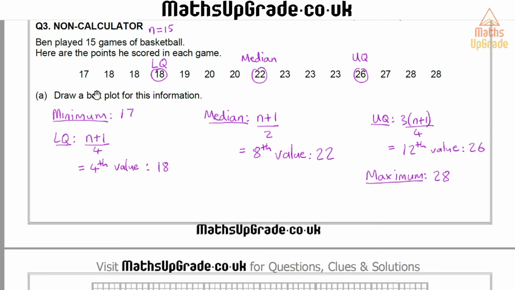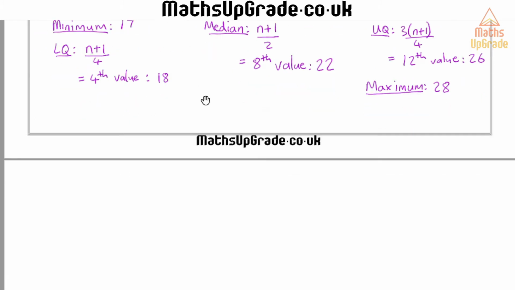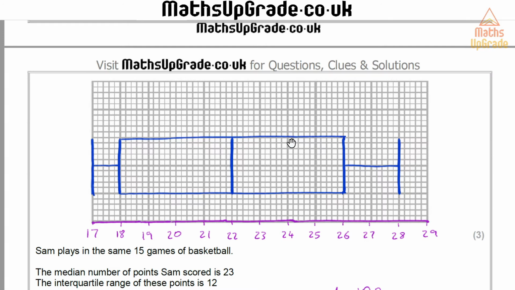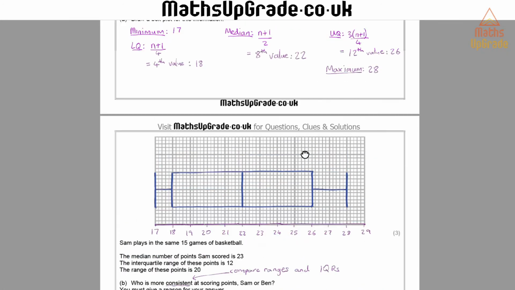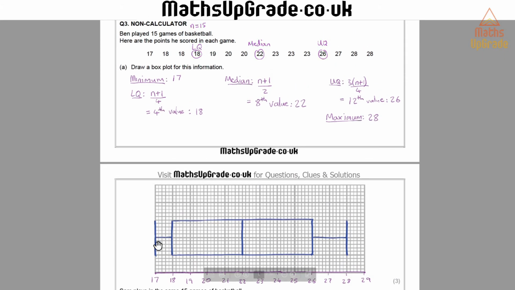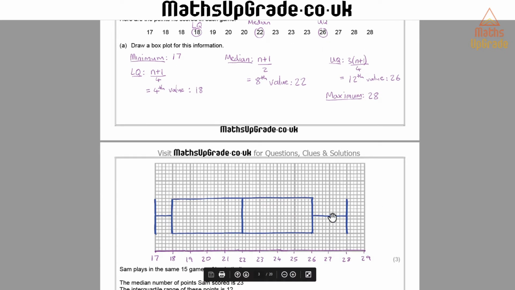So we've now got the minimum value, the lower quartile, the median, upper quartile, and the greatest value. We can now plot that as a box plot. So this is what we'd get. Notice I put a scale along the bottom there. So choose a sensible scale. Try and use the maximum width of what's given to you. So I've gone from 17 to 29, and then that fits a box plot on nicely.